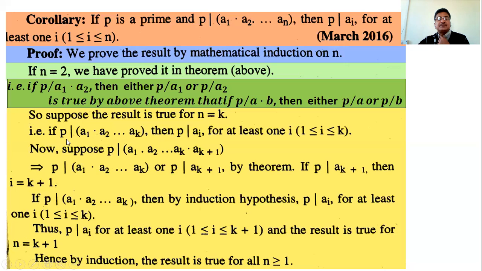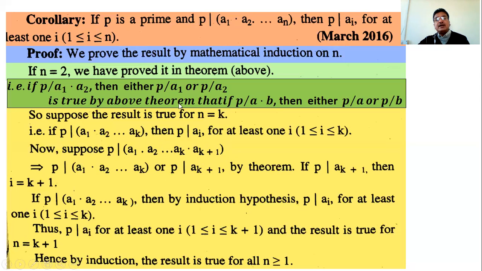So in the second case, we assume the result is true for k, that is, we assume p divides a1 into ak, then p divides one of them, and we assume p divides a1 into a2 into ak plus 1, and we have to show p divides one of them. But we consider a1 into a2 into ak as one number, suppose this is a, and ak plus 1 as b.